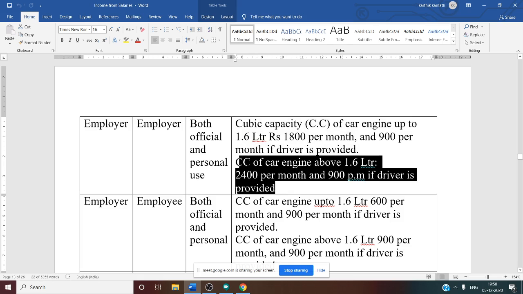What if the car is a big one? Whenever the car is a big car, with CC of the car engine above 1.6 liter, in that case 2400 per month fixed amount you have to take.